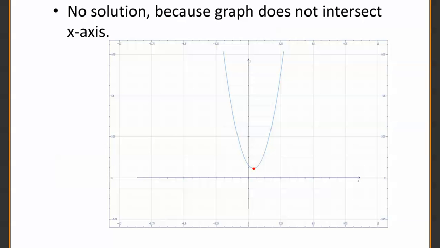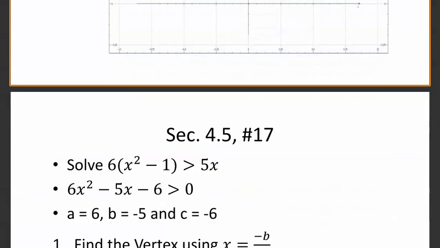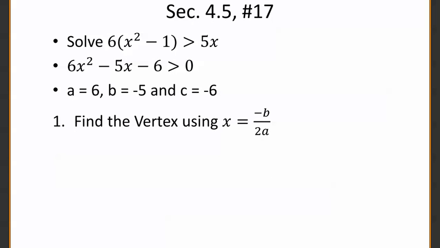Okay, so now the next problem is a little bit different, but kind of the same. Number 17, I think we had a question on. I think that was number 21. Okay, all right, so with this one, on number 21, same section, we had 6 times the difference of x squared and 1 is greater than 5x.